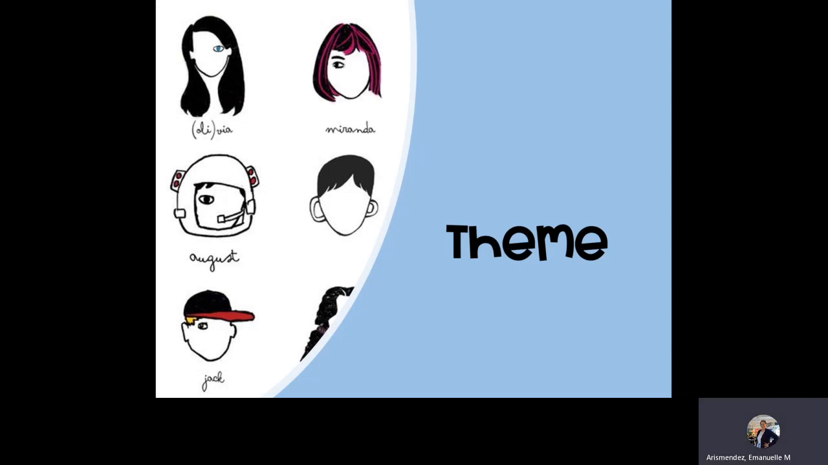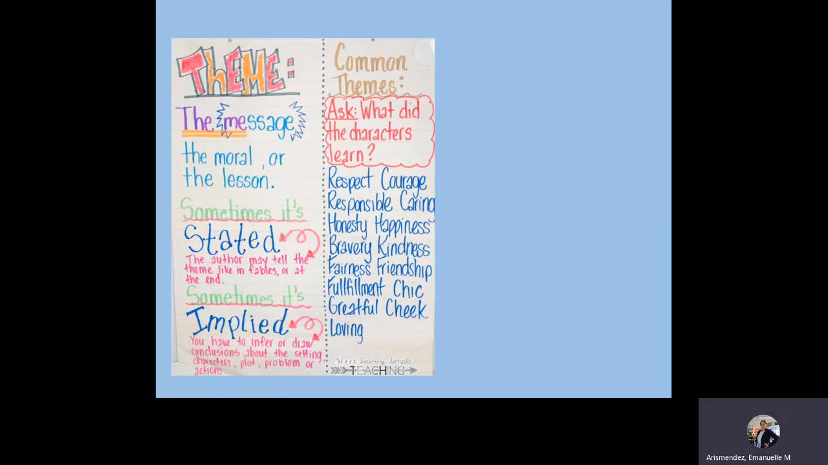So this week, our lesson is going to be over theme. And as you guys know, we've talked about theme several times this year already. We've talked about theme in every single genre that we've studied, whether it be fiction, drama, poetry, informational. Anything that you read usually has a theme. So what is theme? Theme is the message or the moral or the lesson that you learn when you read something.